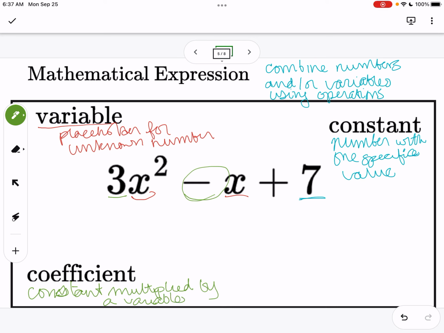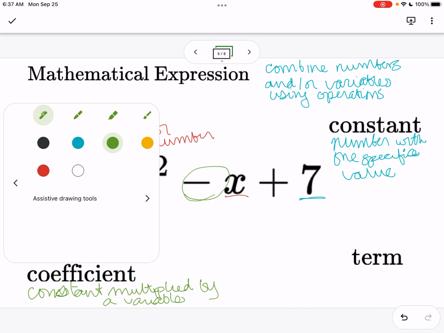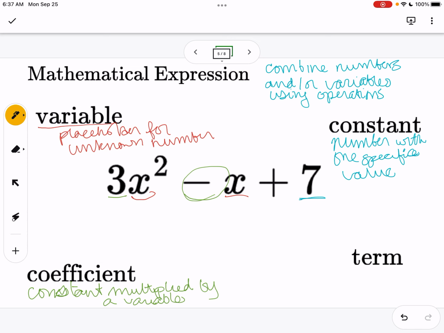And then finally, we have what is called a term. So this is when we have a coefficient multiplied by a variable raised to some power, or a constant. So in this expression, there are 3 terms. We have 3x squared, minus x, and plus 7. These are our terms.